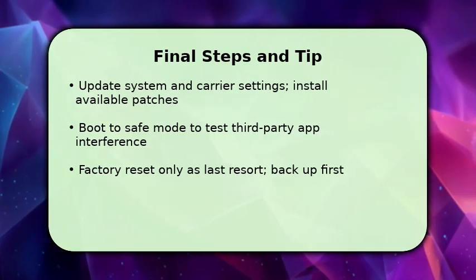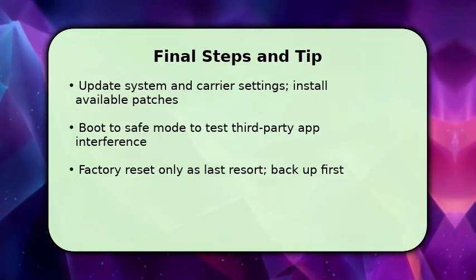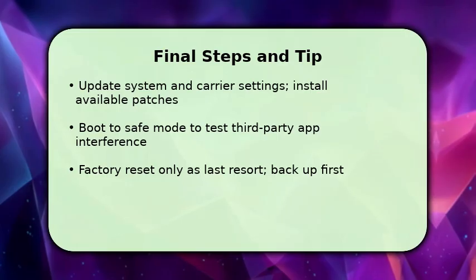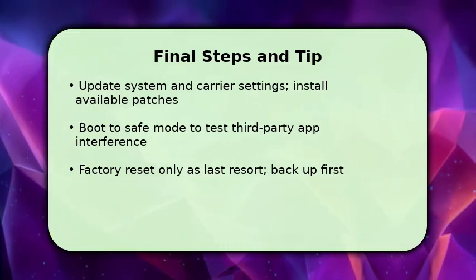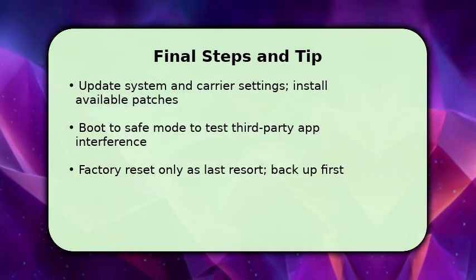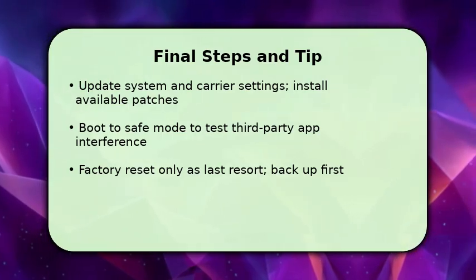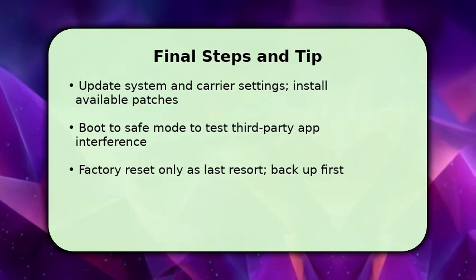Reboot into safe mode to see if a third-party app blocks network services, and uninstall any recent apps if safe mode restores connectivity. If nothing else works, back up data and perform a factory reset as a last resort. This clears all persistent misconfigurations.